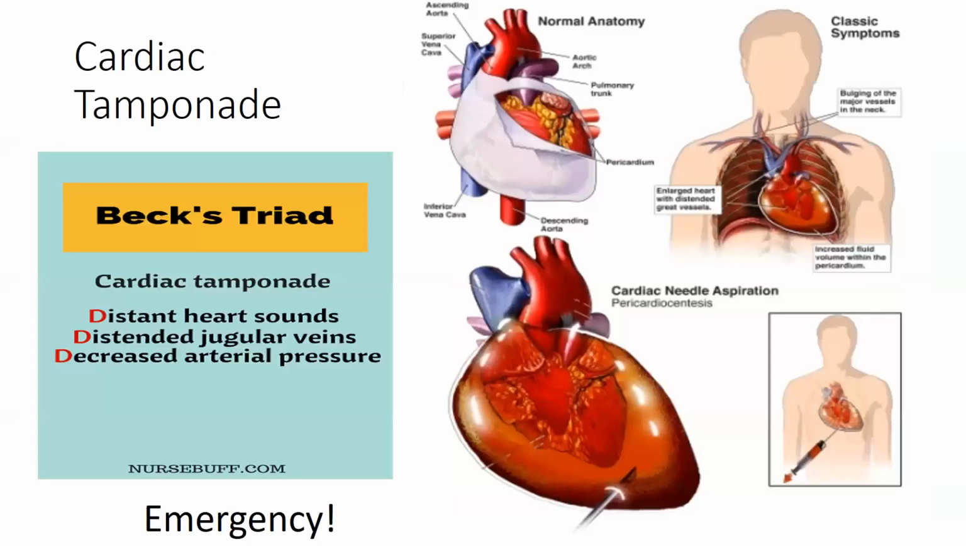Cardiac tamponade. Beck's Triad. Ms. Guyton will take you more through emergency medicine, but cardiac tamponade is something that you have already talked about. So we have Beck's Triad: distant heart sounds, distended jugular veins, decreased arterial pressure. It is a medical emergency. Cardiac tamponade is a compression of the heart resulting from fluid or blood within the pericardial sac. It is usually caused by blunt or penetrating trauma to the chest.